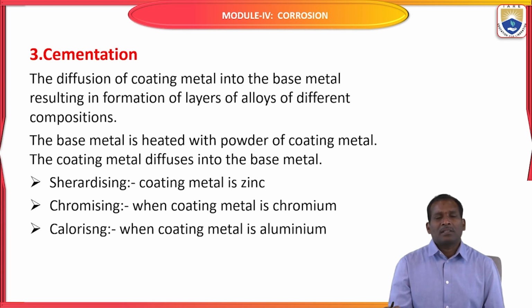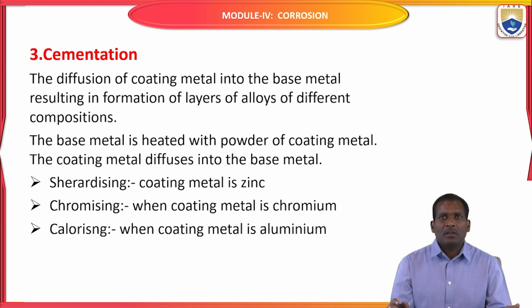The third process is cementation. The diffusion of coating metal into the base metal results in the formation of layers of alloys of different composition. The base metal is heated with the powder of coating metal. The coating metal diffuses into the base metal. So cementation means the diffusion of coating metal into the base metal, forming layers of alloys of different composition.